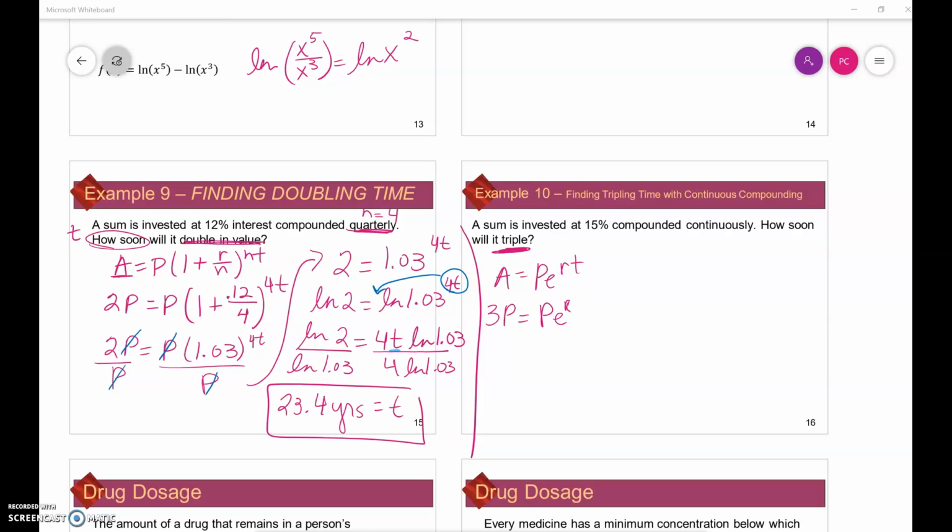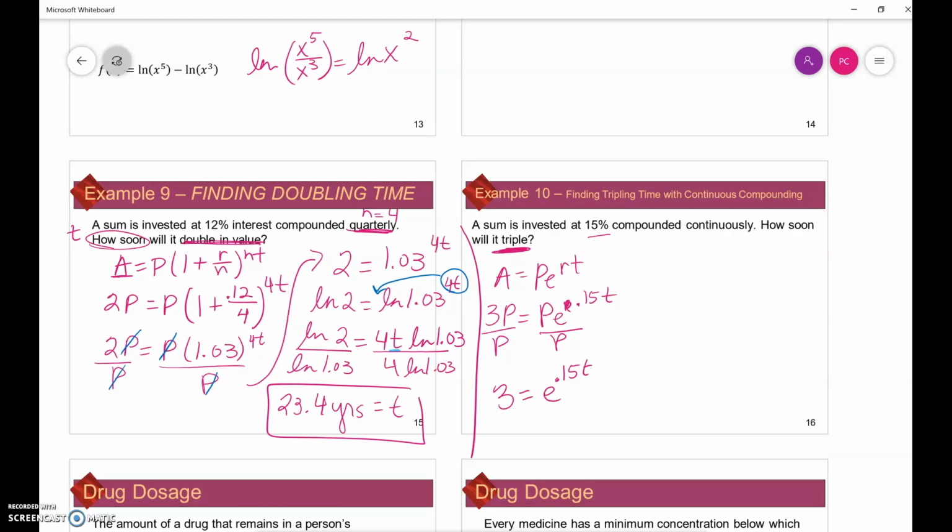So that r is 0.15 t. All right, so same concept. We're going to divide both sides by P to clear that. And we need to find the value that makes the statement 3 equals e to the 0.15t true.